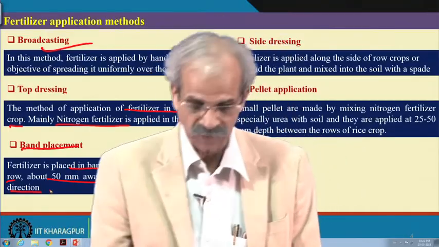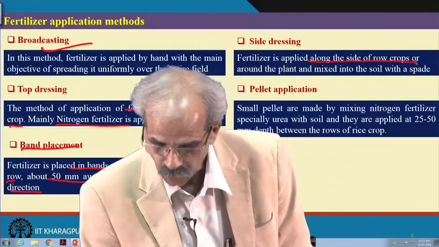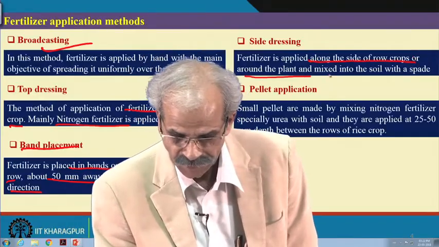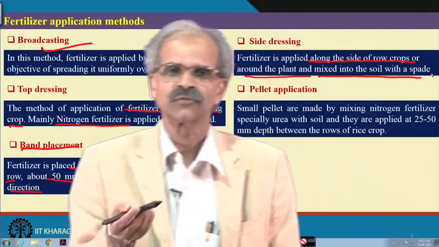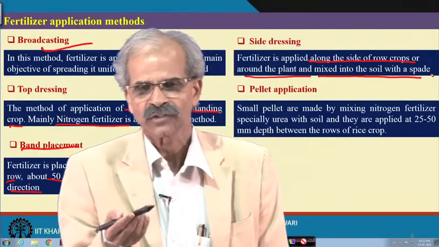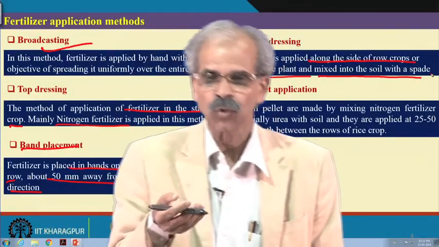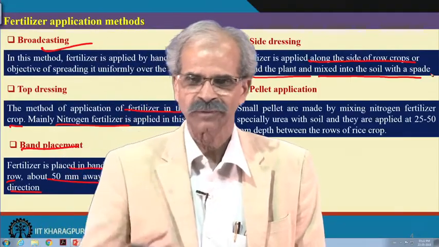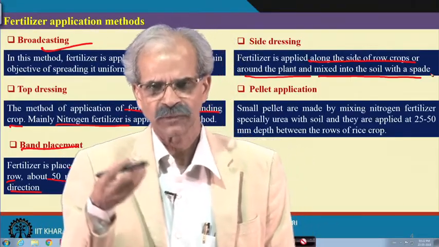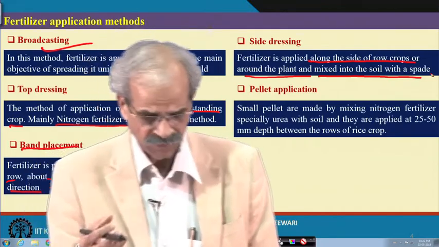Then side dressing, this is another aspect. Fertilizer is applied alongside the row crop or around the plant and mixed into the soil with a spade. Sometimes we do this for orchard crops, and you might have seen vegetable growers do it around the plant when they want to give the fertilizer. Particularly these are done for very small fields and plants.